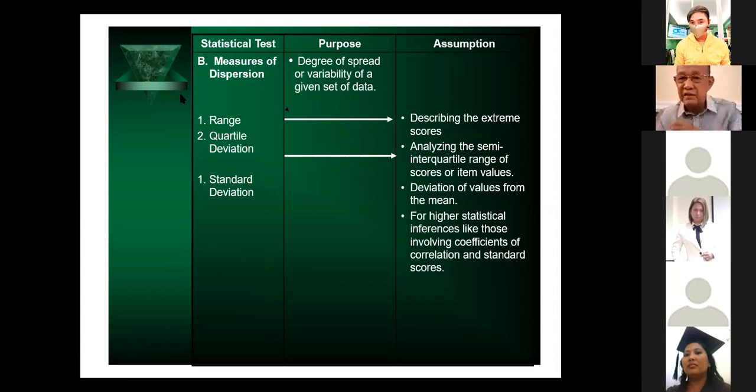Marami tayong nakukuhang information pagka alam natin ang degree of spread. You're teaching, let us say, reading. Nagbigay ka ng test. There is a student who got a perfect score of 100. But there is also one student who got a score of 0 in a 100-item test. Naku, ano ba ang feeling mo kung gano'n na result ng study mo? May 100, nakakatuwa. May 0, nakakalungkot. So what insights do you have in mind?